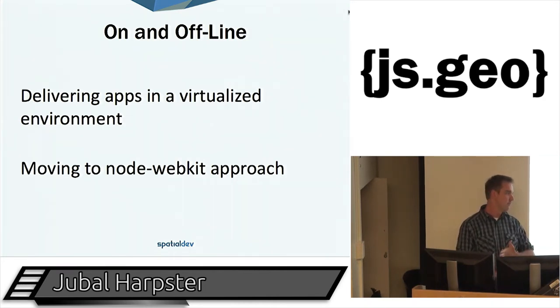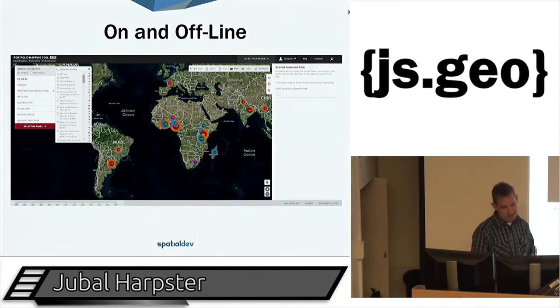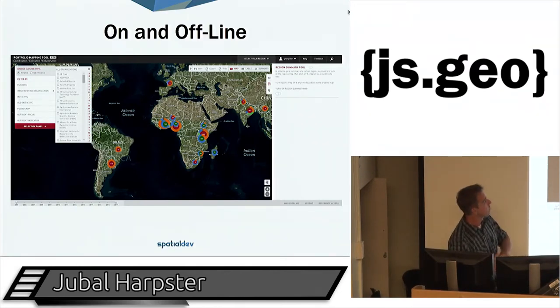So it's mobile form factors, desktop web, and then on and offline. And here's an example. We actually did deliver a virtualized environment with everything packed into one deliverable. Of course, the virtual environment is too big for any sort of realistic distribution, but we're working on that.